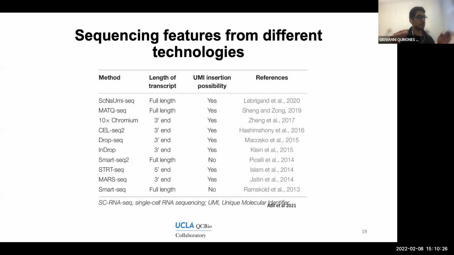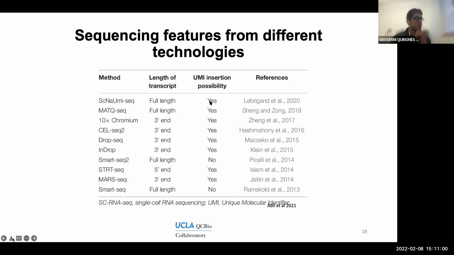The RNA goes from 5' to 3'. So you see that some of these technologies, the 10x, Cell-seq2, drop-seq, are measuring only the 3' end of the gene. And we also have an older platform that's only reading the 5' end. And we have a few other technologies that are reading the entire length of the transcript, like SMART-seq2, for example.